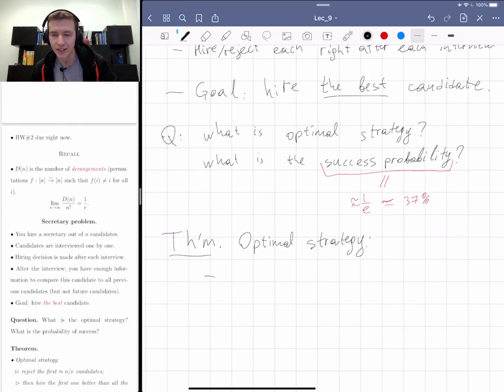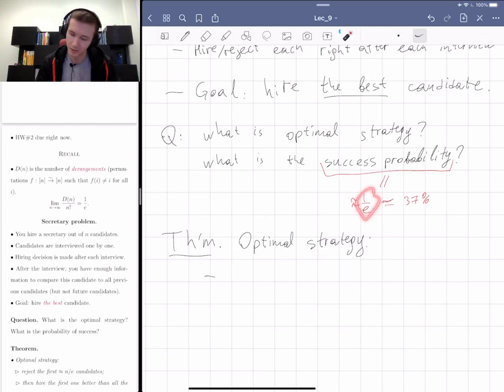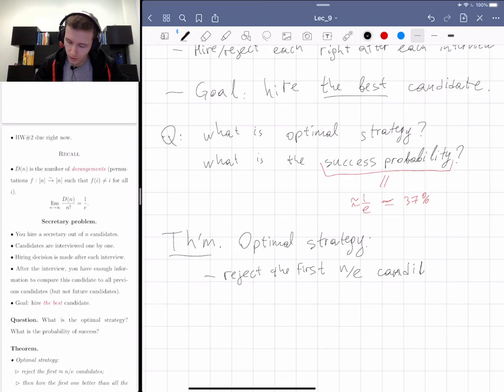Oh, that's actually a good idea. That's almost the correct idea, except that you have to hope it's not in the first 1 over e candidates. So the number 1 over e appears twice in the theorem, and it's kind of surprising to me. So the strategy: first of all you decide in advance that you're going to reject the first n over e candidates, which may not be an integer, so you round.